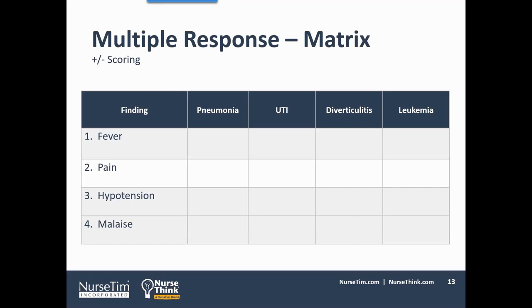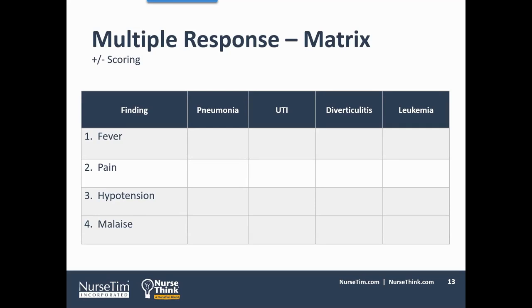So for a fever, for example, we know a fever can come with all 4 of those conditions. So a student would select all 4 options in this particular table or grid matrix, knowing that for each one they correctly choose, they will get a point. For each one that is not a correct answer, they would lose a point.